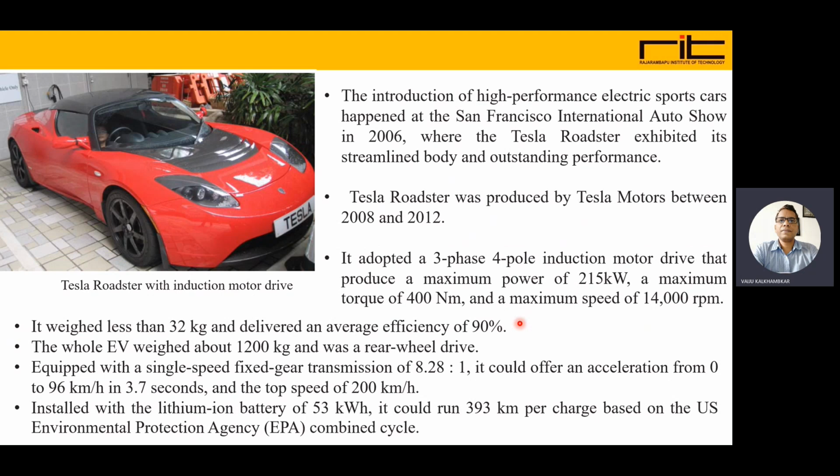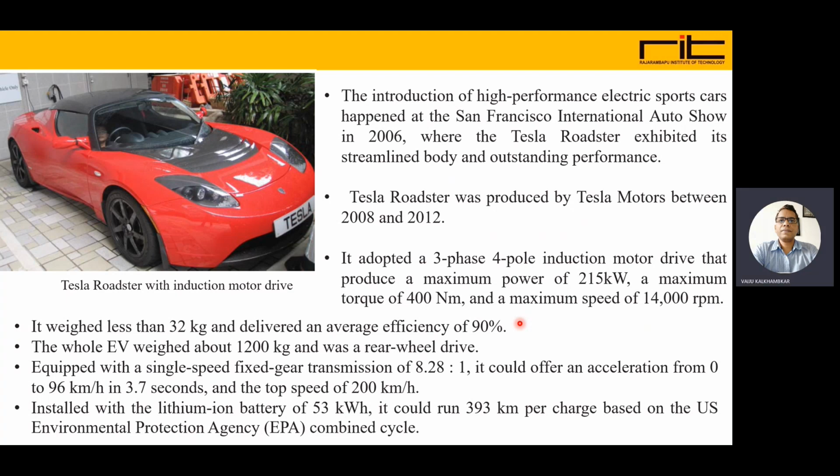The introduction of a high-performance electric sports car at the San Francisco International Auto Show in 2006. The Tesla Roadster exhibited its streamlined body and outstanding performance. The Tesla Roadster was produced by Tesla Motors between 2008 and 2012. It adopted a three-phase four-pole induction motor drive to produce a maximum power of 215 kilowatt, maximum torque of 400 Newton meter, and maximum speed of 40,000 rpm.